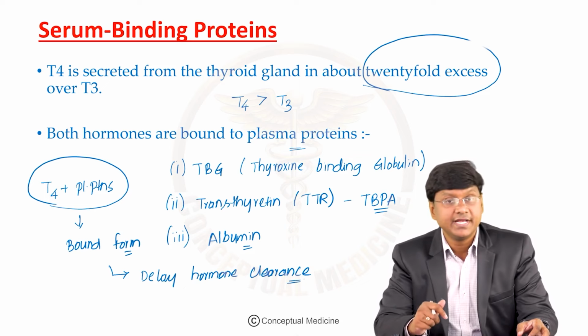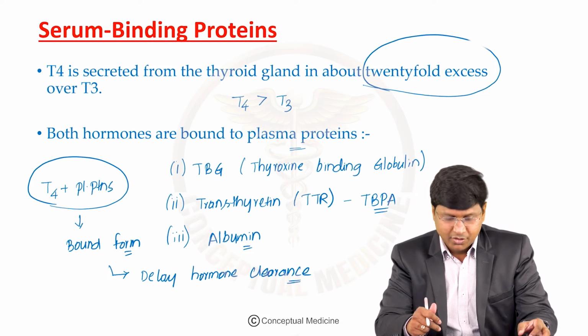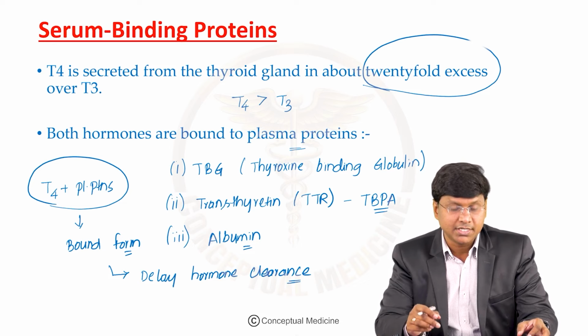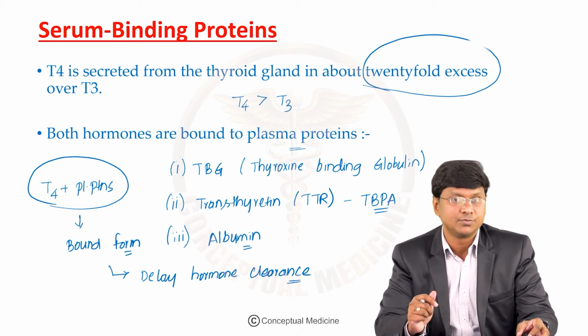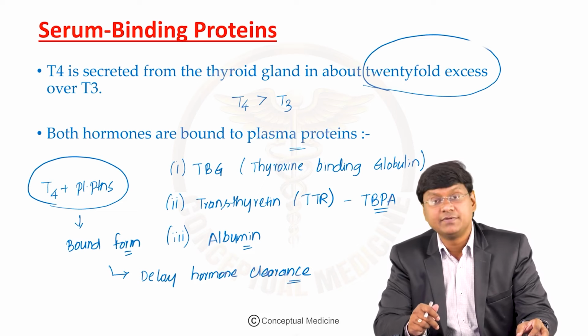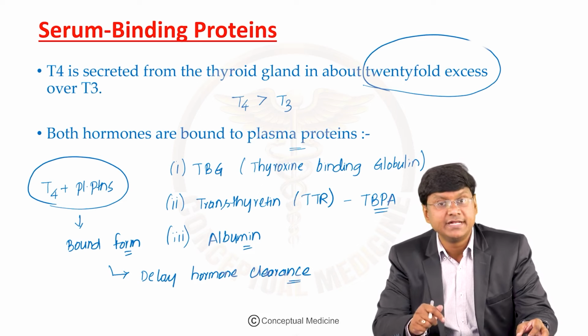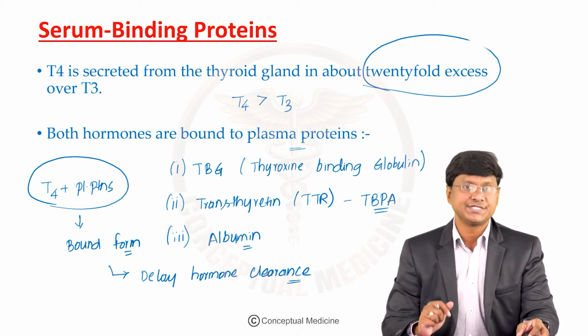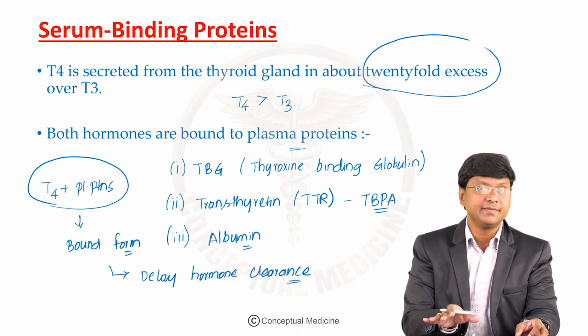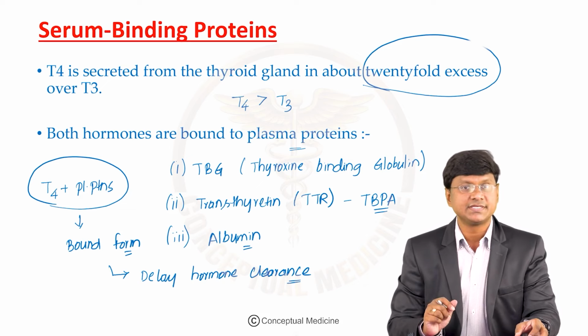They will delay the hormone clearance, because the proteins bound to the hormone will not allow the clearance of that particular hormone. They will also modulate the hormone delivery to the selected tissue sites. So this is a basic introduction to the serum binding proteins and thyroid hormone.